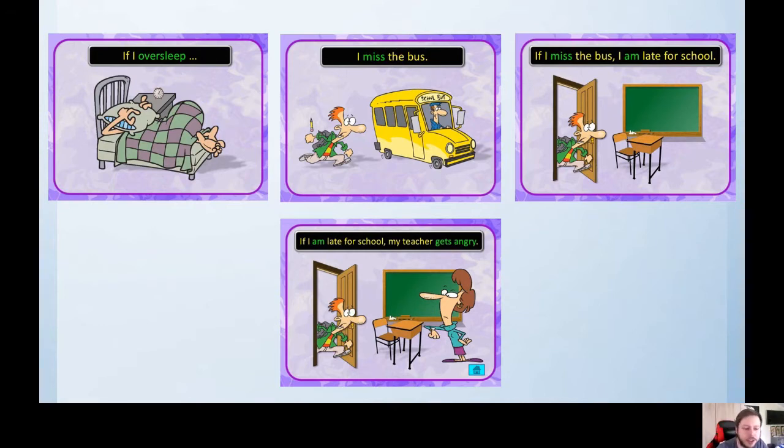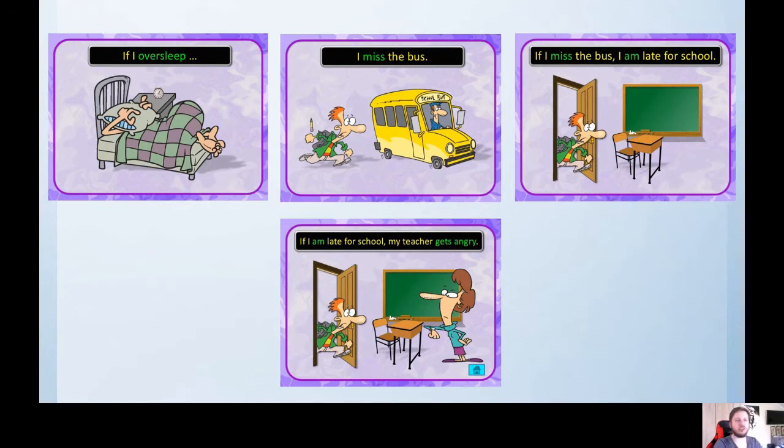And if I am late for school, my teacher gets angry. Okay, that is a fact. My teacher always gets angry when I'm late for school. Okay, so that is zero conditional. Something that is true, something that is a fact. That is something that is always true, okay, a general fact.